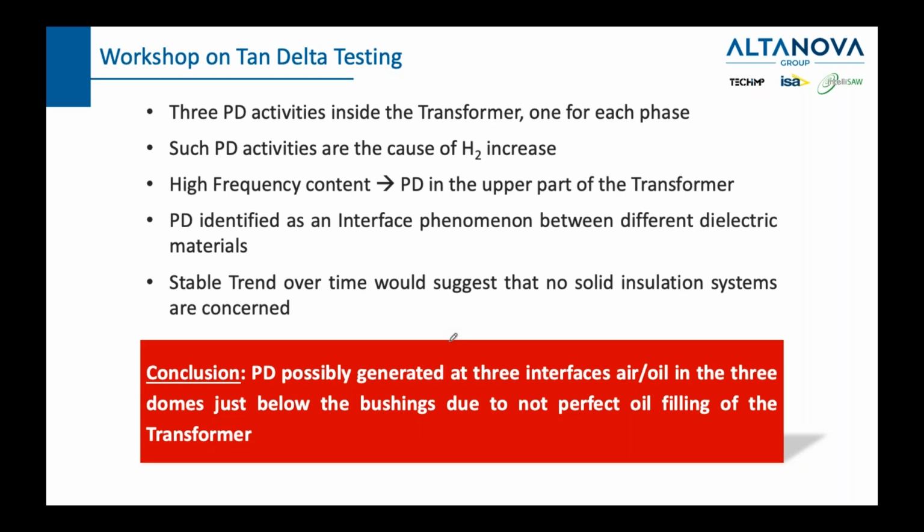In our case, what happened is that the transformer was not filled fully with the oil. There were maybe a few centimeters of air gap in the domes of the bushings, which allowed the sparks to happen. And these sparks, in the end, were producing hydrogen.